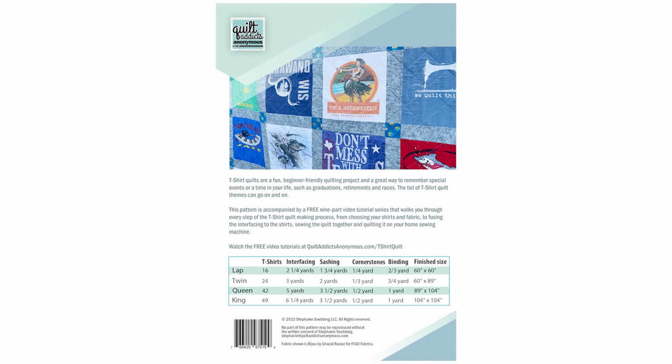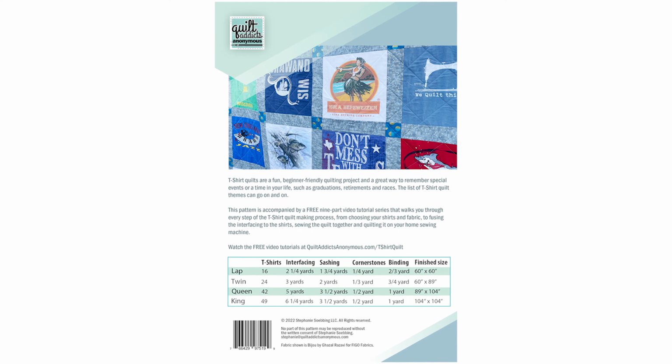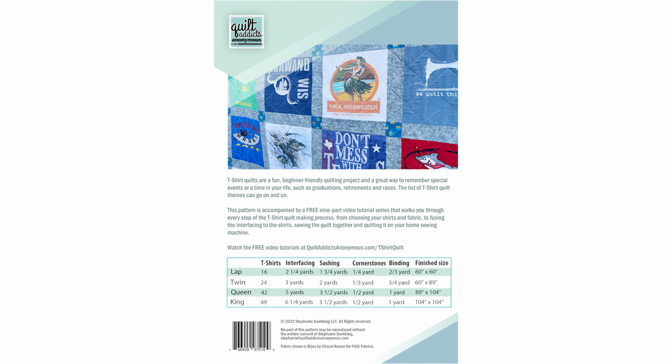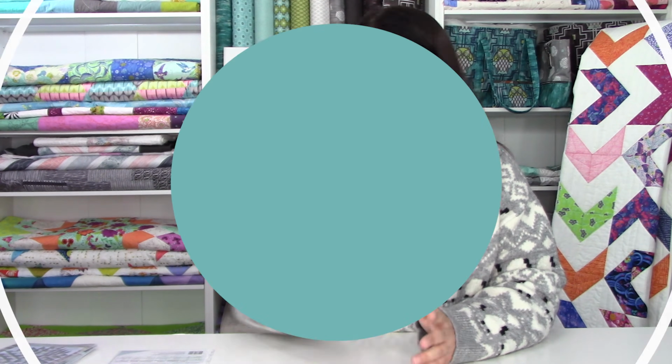The T-shirt quilt pattern comes in lap, twin, queen, and king sizes. If you want a king, you have 49 shirts to put in there, and that will be a heavy quilt, but it will definitely have a lot of memories in it.